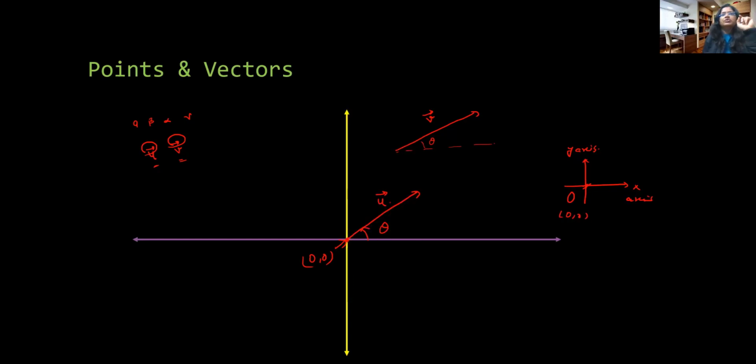Fine. We can also denote the vector in the form of a point. How we can do that is, for example, this is the vector u.